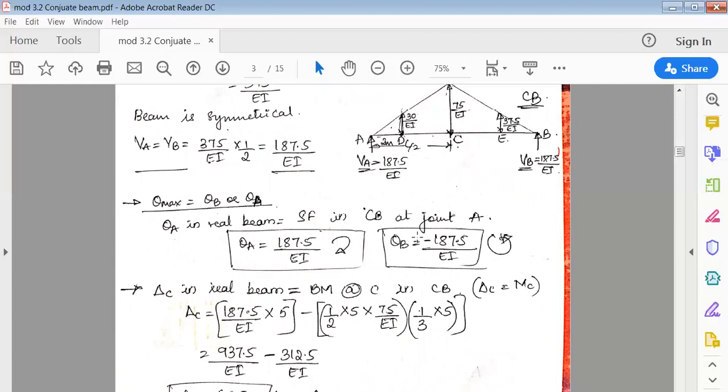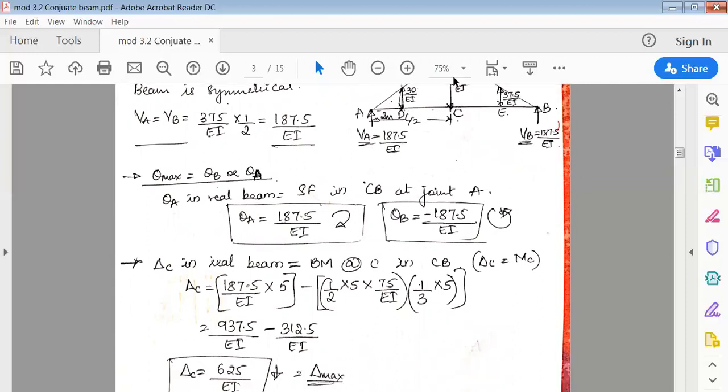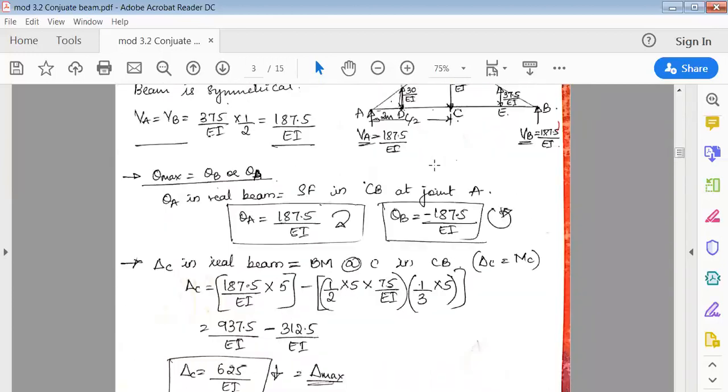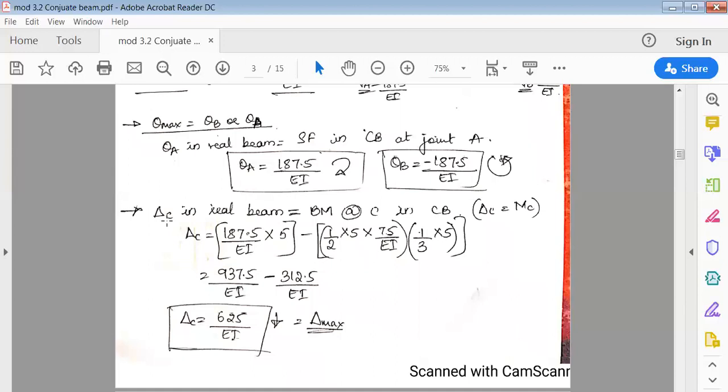Similarly, theta B is just the opposite, minus 187.5 over EI. Now this is anti-clockwise. Next is delta C. We have to find this delta C, the maximum deflection. Again, the formula is delta C in real beam is equal to bending moment at C in conjugate beam.